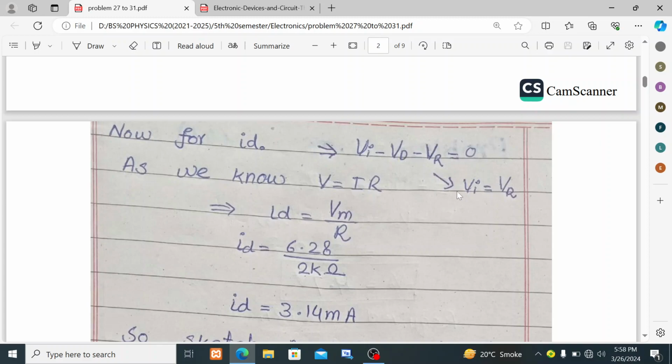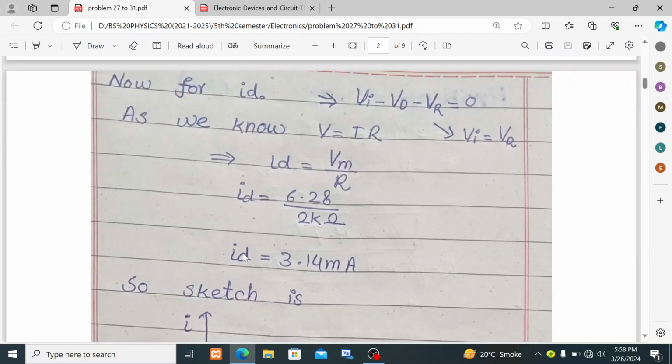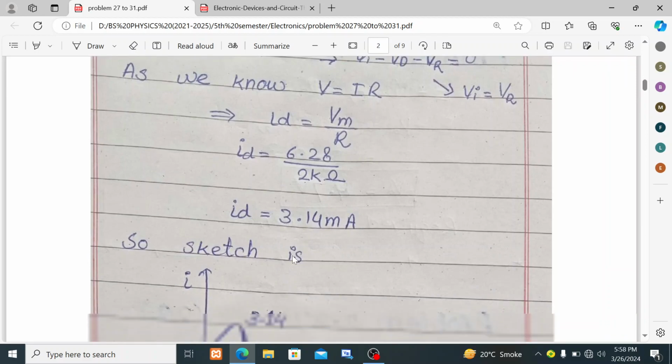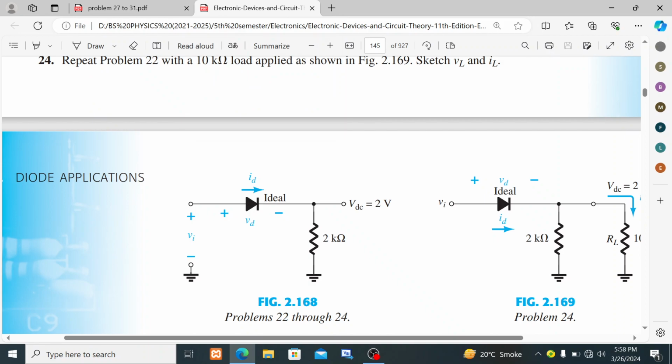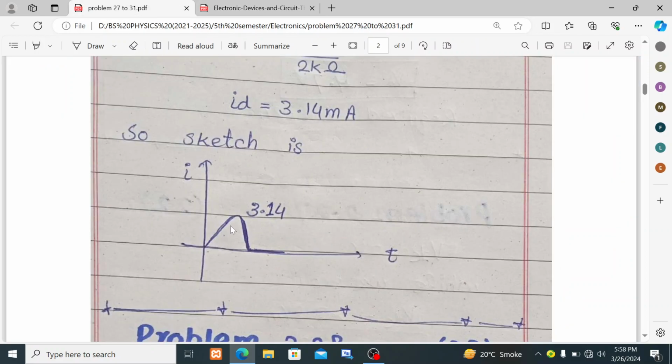Vi is already known, so we can find ID. ID will be equal to Vm by R, 6.28 over 2 kilo ohm. So ID will become 3.14 milliampere. So we can sketch ID for this configuration, that is this one. While for the negative cycle, the diode will become reverse biased and no current flows in the circuit. So for the negative cycle, ID is equal to 0. Here I plot this as shown.